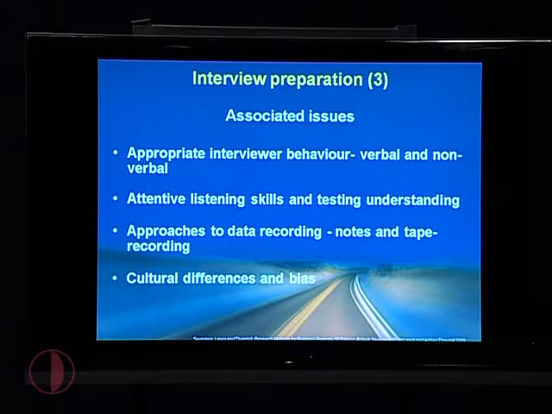And the data recording, not just the tape recording. You need to have some notes to write some information, so that when you listen to the recording, you can have more clarification about the information that you have. And to consider the cultural differences and bias when you're conducting research also.